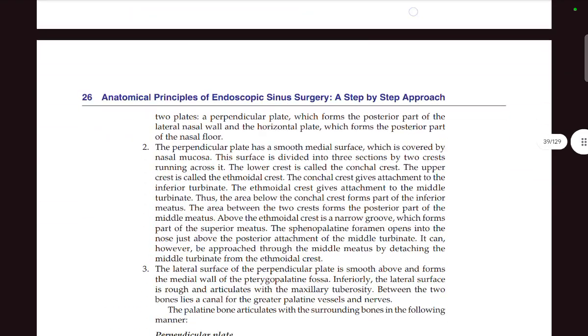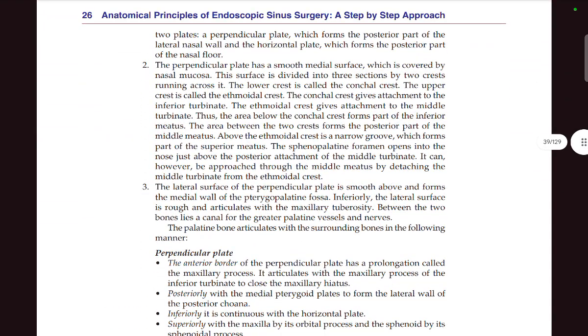It consists of two plates: a perpendicular plate, which forms the posterior part of the lateral nasal wall, and the horizontal plate, which forms the posterior part of the nasal floor. The perpendicular plate has a smooth medial surface which is covered by nasal mucosa. This surface is divided into three sections by two crests running across it.